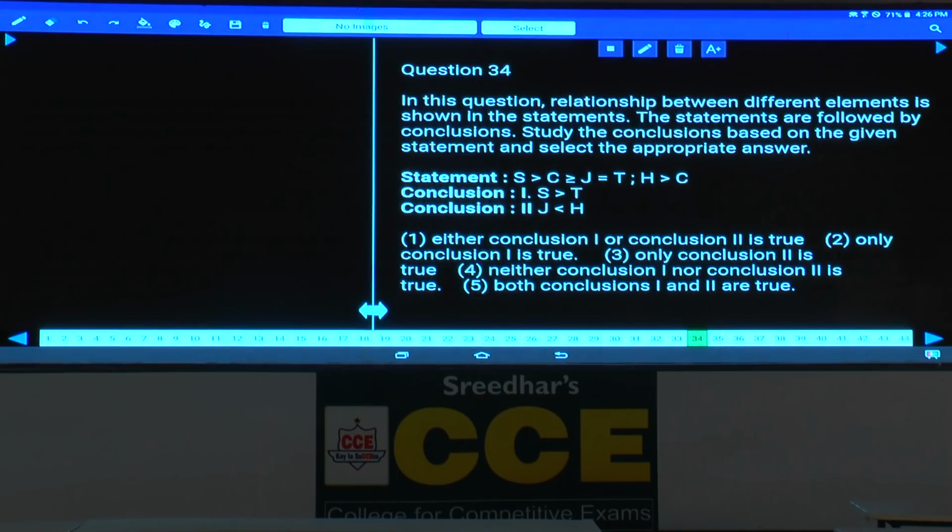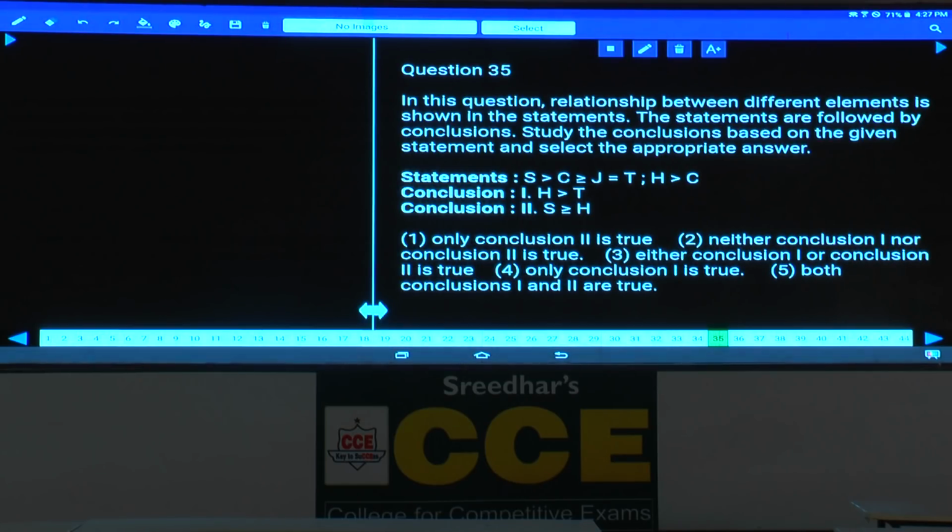Then 34. In this 34, the relation between S and T. Between S and T, greater than is the only symbol which is common. S greater than T, definitely true. And the next one, J lesser than H. Which element is common here? C is common. C greater than or equals to J, and H greater than C. H greater than C greater than or equals to J. Then what is the conclusion between H and J? H greater than J is true. As H greater than J, J lesser than H is true. Both the conclusions follow, and it is given in choice 5. 34, choice 5. Then coming to 35.